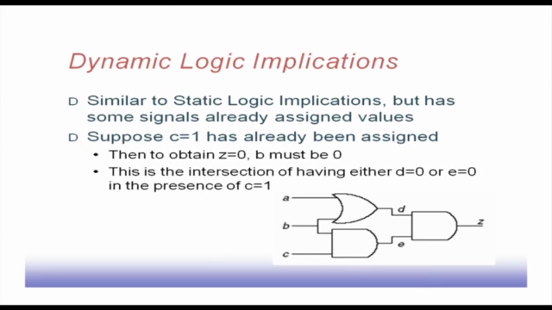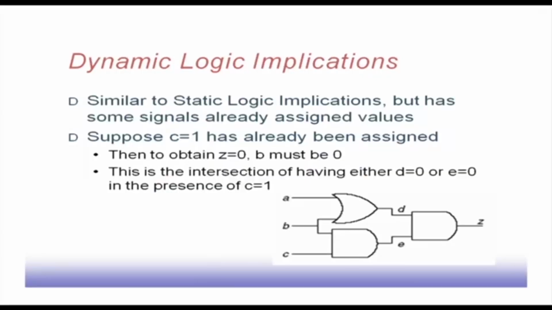Another implication is known as dynamic logic implication. It is similar to static logic implication, but has some signals already assigned values. In case of static logic implication, we were assuming only one particular assignment like f equal to 1 is known, and the rest of the thing we were trying to derive. But in this case we will assume that some signals also have some value, like say suppose c equal to 1 has already been assigned.